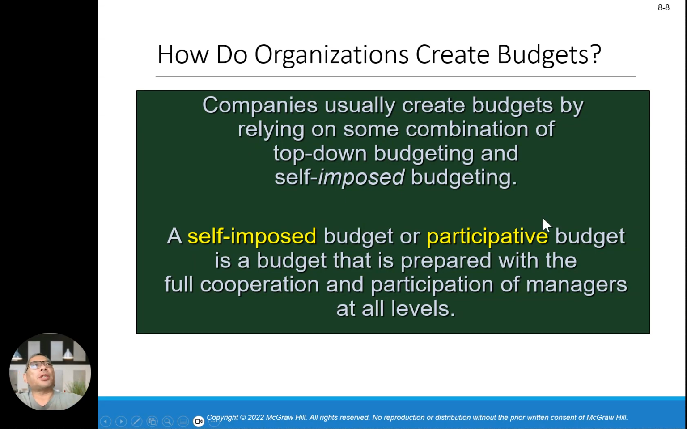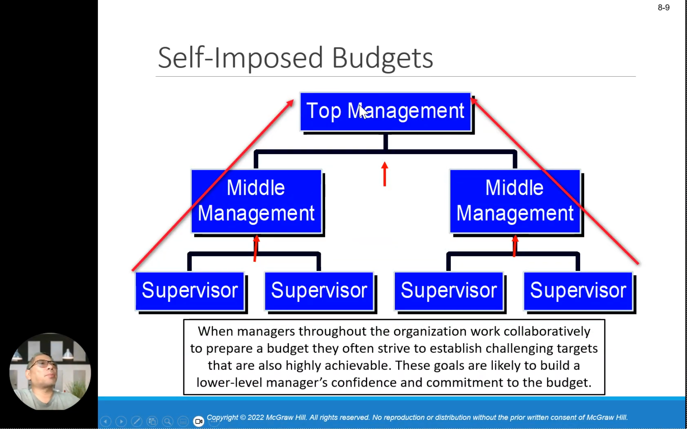And how do organizations create budgets? The first one, budgets rely upon a combination of top-down budgeting and self-imposed budgeting. A self-imposed budget, or participative budget, is a budget that is prepared with the full cooperation and participation of managers at all levels. Okay, that's the key part. This is the self-imposed budget, from top management all the way down to supervisors, from supervisors to middle management and top management. When managers throughout the organization work collaboratively to prepare the budget, they often strive to establish challenging but highly achievable budgets. So this is more of a bottom-up approach.